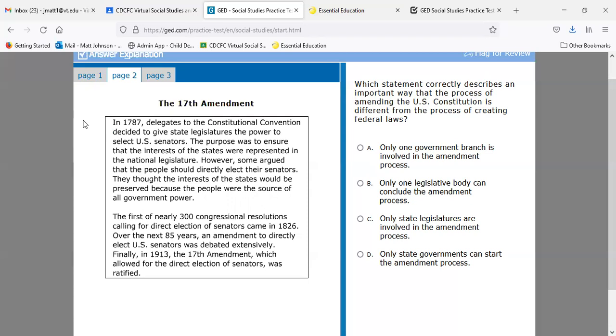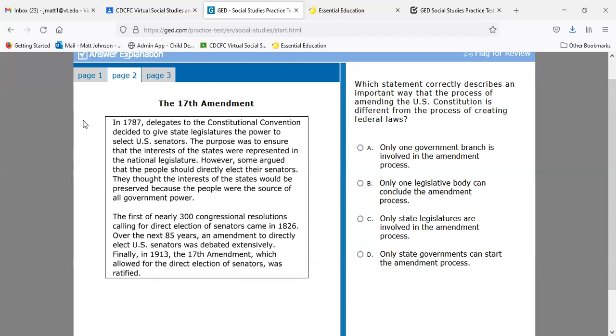The first of nearly 300 congressional resolutions calling for direct election of senators came in 1826. Over the next 85 years, an amendment to directly elect U.S. senators was debated extensively. Finally, in 1913, the 17th Amendment, which allowed for the direct election of senators, was ratified. So initially the US Constitution didn't have language to elect, like we do today, our congressman or the president.